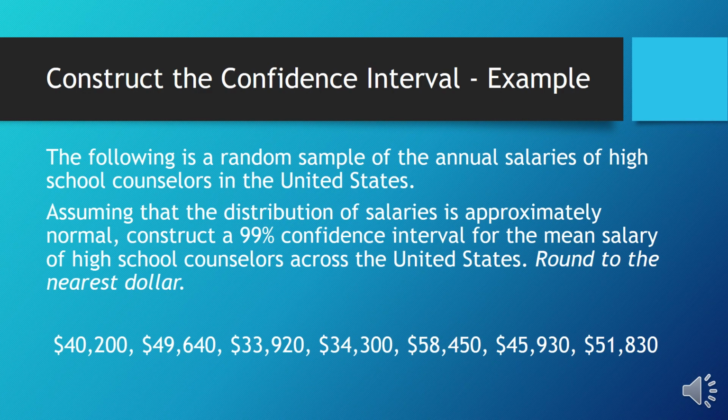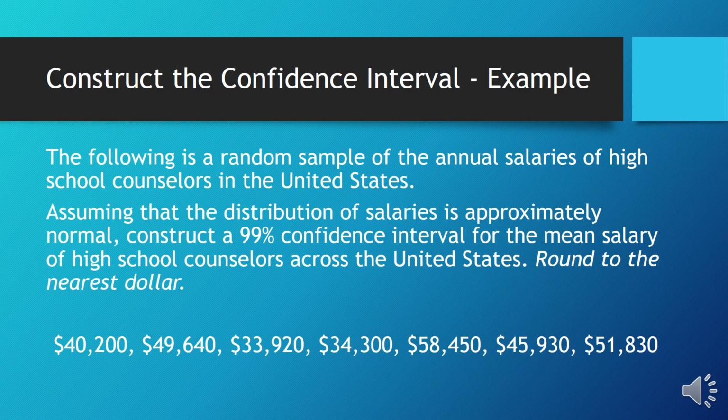The last example that I'm going to go through is where you have to construct a confidence interval and you're given a set of data. This example says, the following is a random sample of the annual salaries of high school counselors in the United States. Assuming that the distribution of salaries is approximately normal, construct a 99% confidence interval for the mean salary of high school counselors across the United States. Round to the nearest dollar. That tells us we're going to round to the nearest whole number.